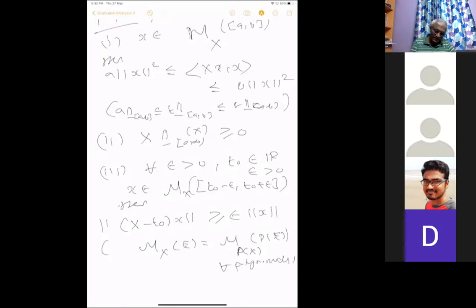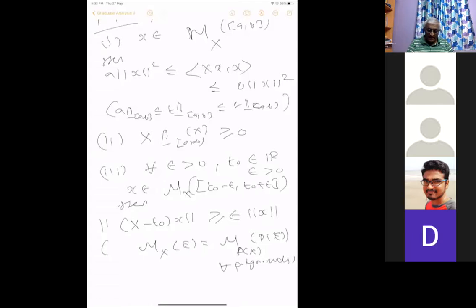Once you do this assignment, this is just clear. Use the spectral mapping theorem to prove this. Because of this, this is the same as... I mean, we proved something for x. Now we apply that to (x minus t0) divided by epsilon. So it will just follow from that.